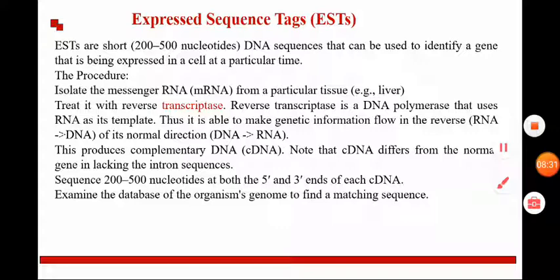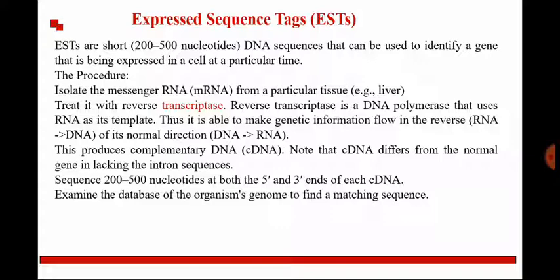Here, the third one is expressed sequence tags. These are short nucleotide sequences, that means 200 to 500 nucleotides, DNA sequences that can be used to identify a gene that is being expressed in the cell at a particular time. Here is the procedure for how to get an expressed sequence tag. Isolate the messenger RNA, that means mRNA, from a particular tissue, for example liver, and subject it to reverse transcription.